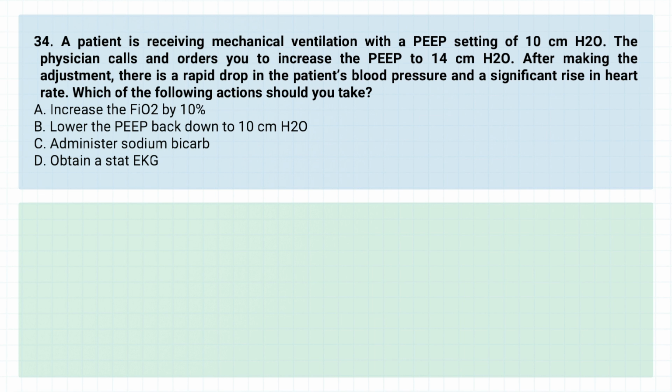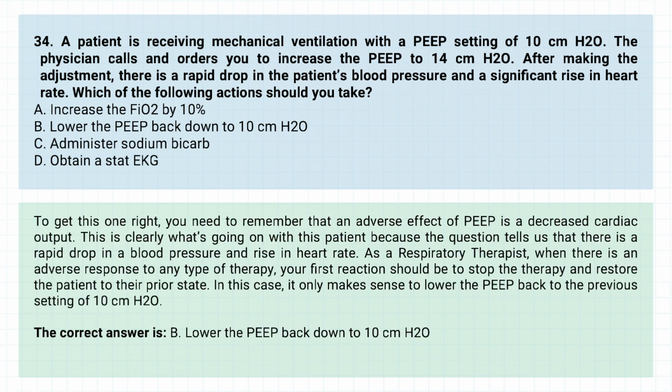A. Increase the FiO2 by 10%. B. Lower the PEEP back down to the previous setting of 10. C. Administer sodium bicarb. D. Obtain a stat EKG. The correct answer is B. Lower the PEEP back down to 10 centimeters H2O.